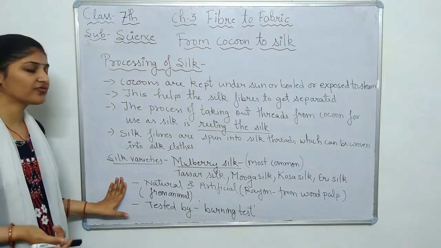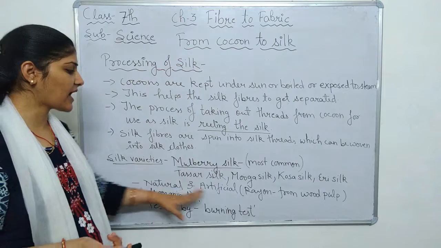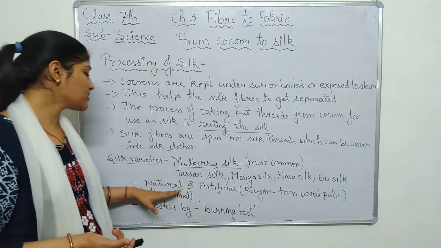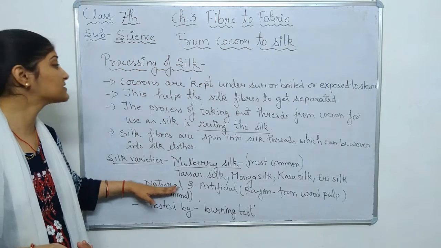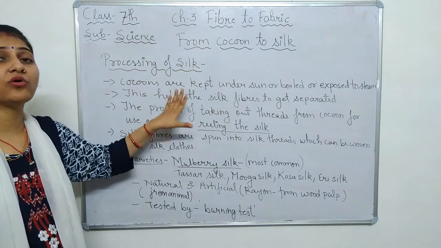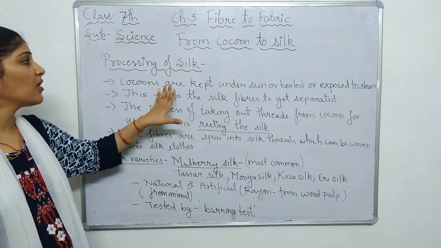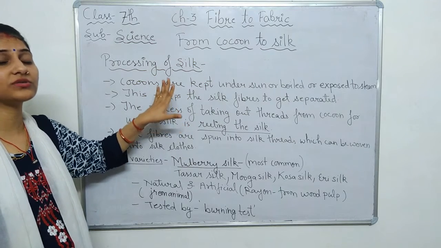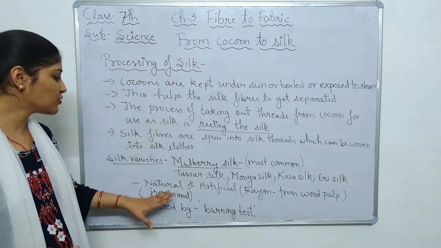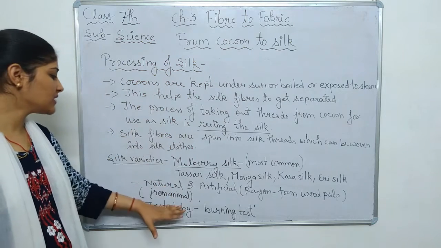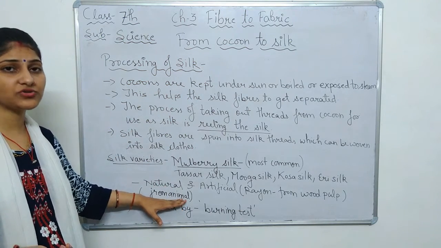Now silk is of two kinds, natural silk and artificial silk. Natural silk is the silk which is obtained from animals, as we have learned, the silk moth. It gives us the silkworm, and the silkworm gives us the silk. So silkworm is categorized as an animal, and the silk we obtain from it is considered natural silk.